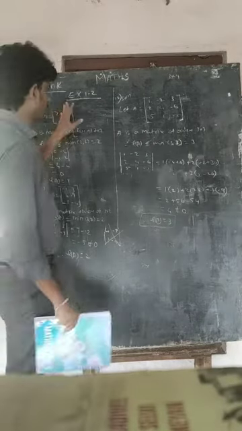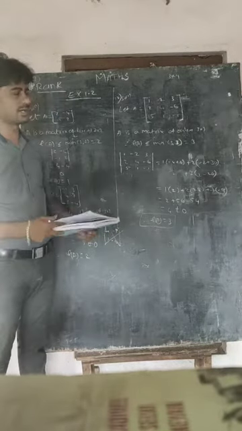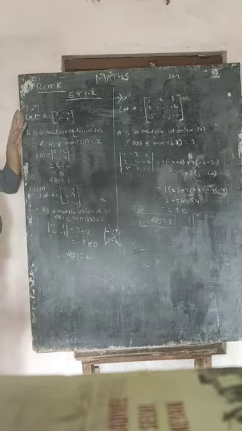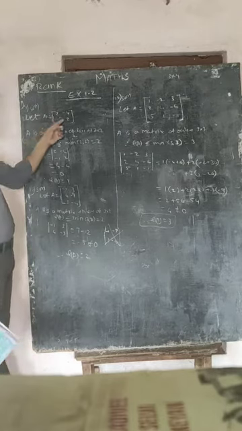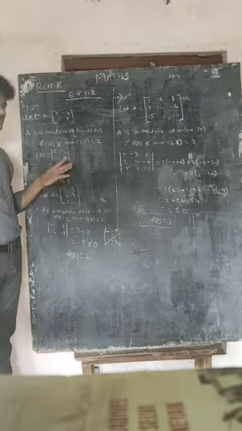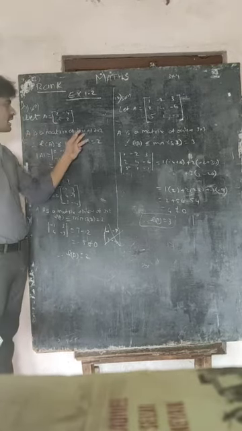Exercise 1.2, page number 16. The first question is: find the rank of the matrix by the minor method. They have given a 2x2 matrix, which is very simple. A is a matrix of order 2x2.